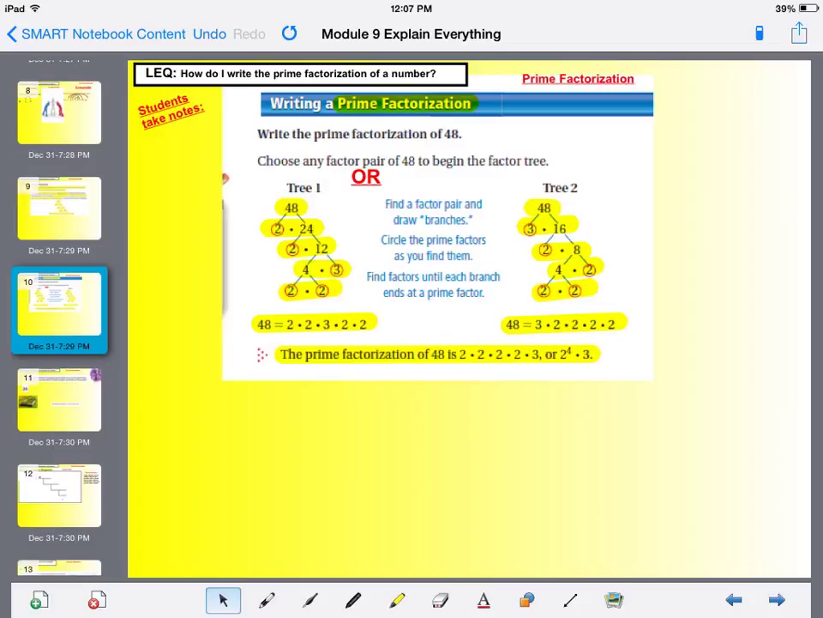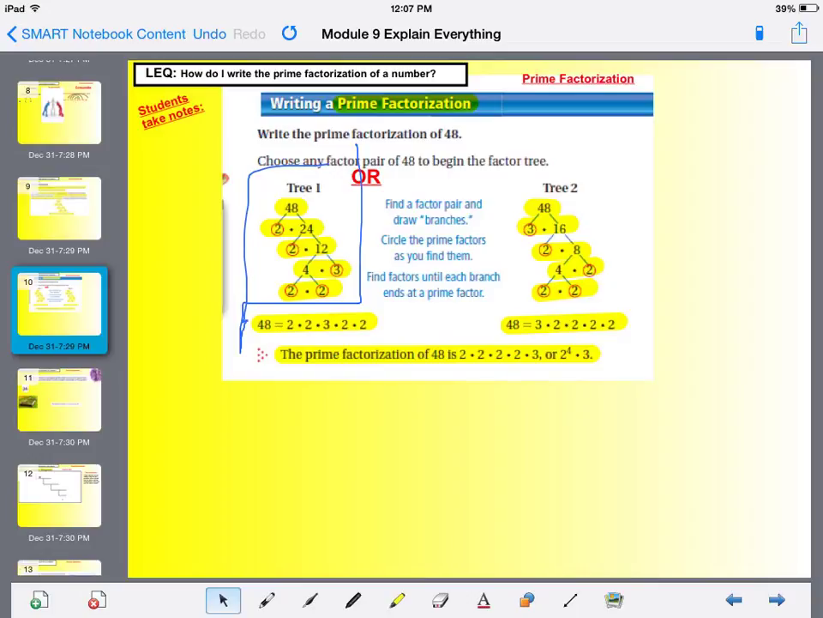So for example, we talked about how one student might feel more comfortable, if you have to find the prime factorization of 48, to start with 2 times 24 and then further break that down. 24 is 2 times 12, and then 12 is 4 times 3, and finally 4 is 2 times 2. So the prime factorization of 48 would be 2 times 2 times 3 times 2 times 2, or 2 to the 4th power times 3.